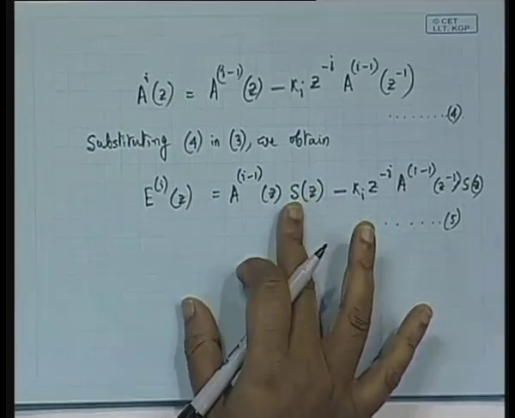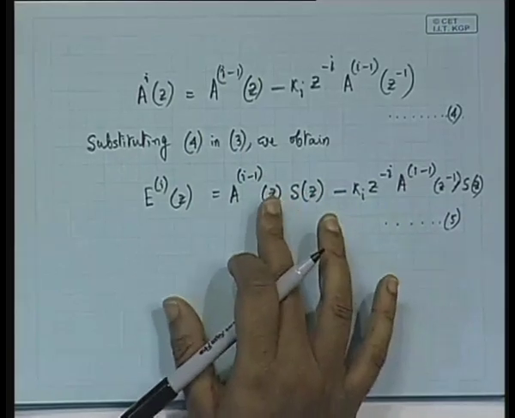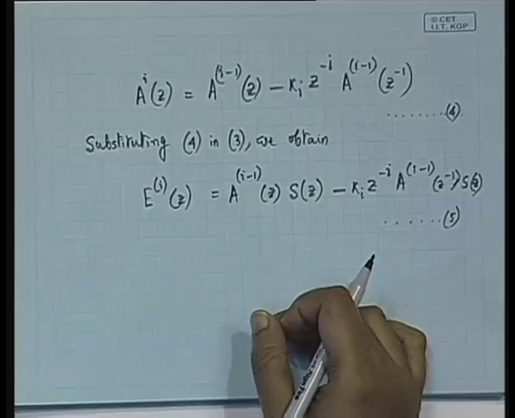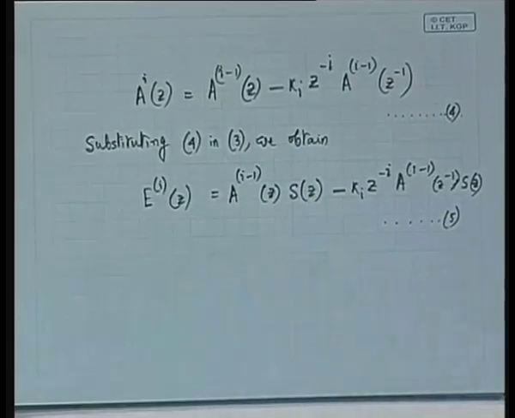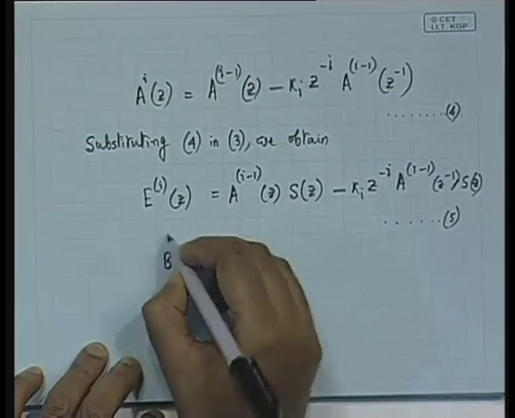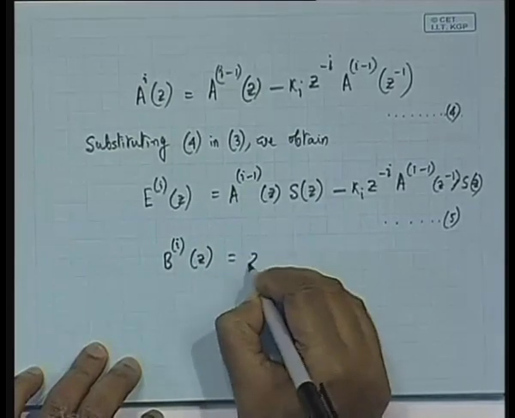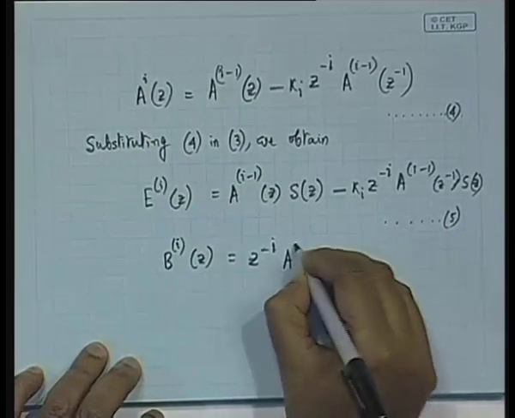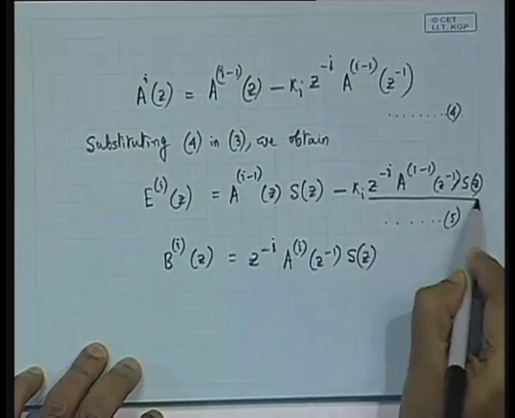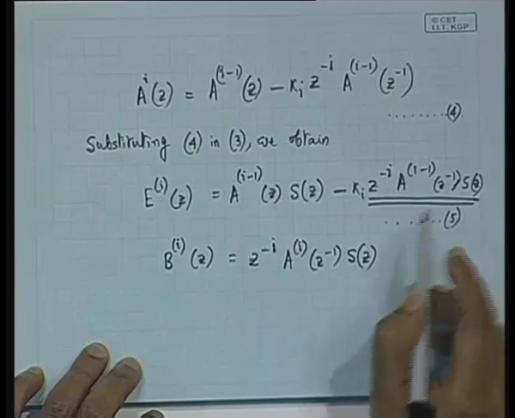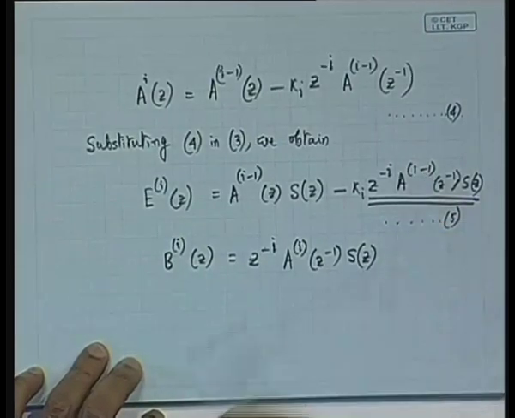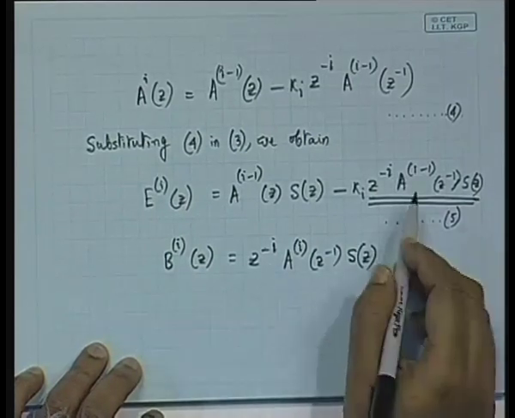It's not just the (i-1)th prediction error, but also there is something more, a term like this with that interesting z to the power minus 1. Let us define another filter expression, say B_i(z), as this expression z^{-i} A_i(z^{-1}) S(z). What remains over here we are calling B_i(z). Of course here it is i-1, so this will become B_{i-1}.